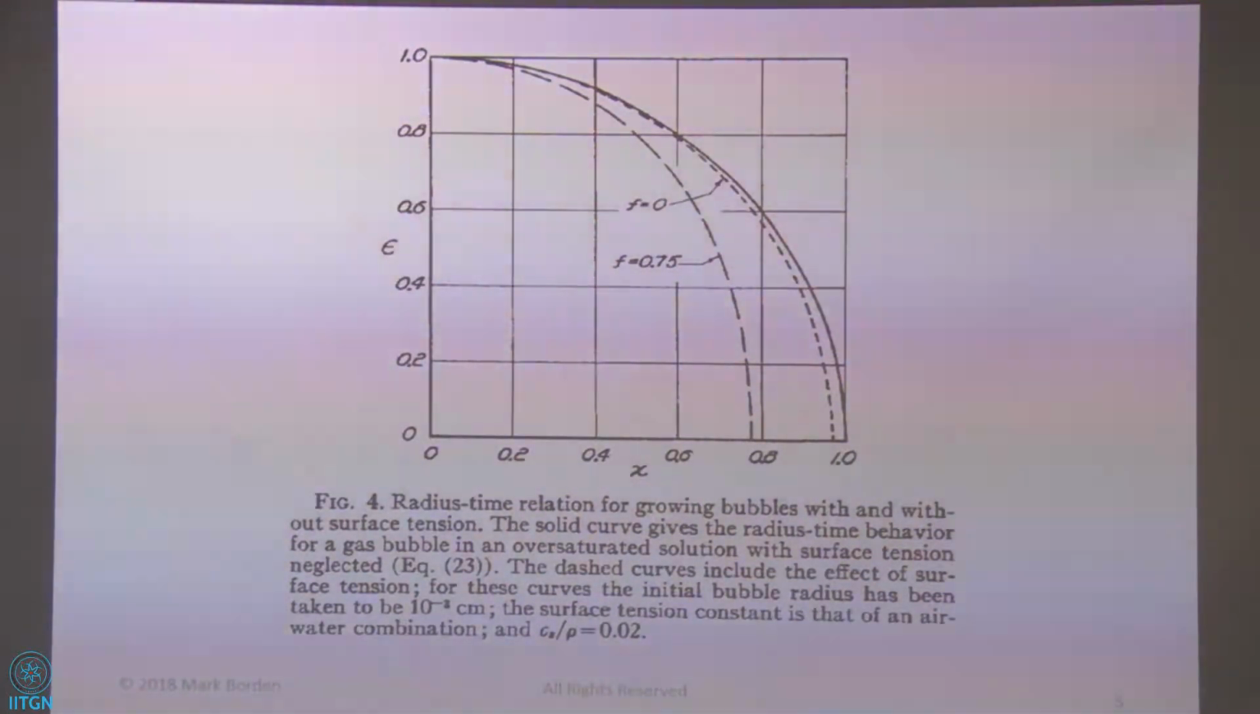There's three different conditions here. So the solid curve is the radius time behavior for a gas bubble in an oversaturated solution with surface tension neglected. With surface tension neglected. So that's this guy here. And then with the dash curve, effective surface tension, initial bubble radius of 10 to the negative 30 centimeters. And it's for an air-water combination. That is a surface tension of about 73 millinewtons per meter. And this is Henry's constant essentially for air and water, okay, 0.02.